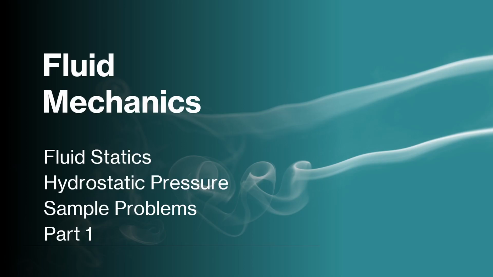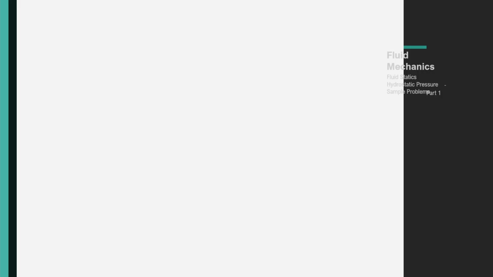Solve tayo ng mga problems tungkol sa hydrostatic pressure. Part 1, problem number 1. If the absolute pressure in a tank is 140 kilopascals, determine the pressure or the pressure head in millimeters of mercury. Atmospheric pressure is 100 kilopascal and use density of mercury equal to 13,550 kilograms per cubic meters.